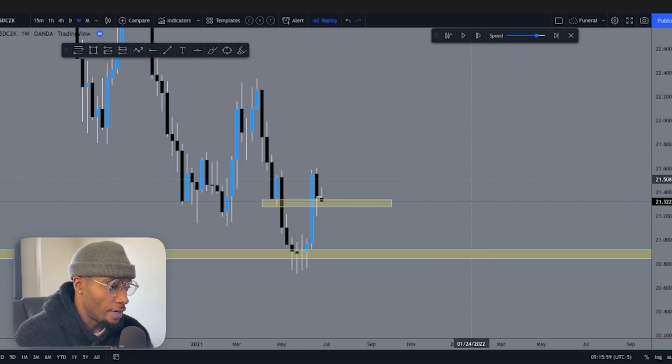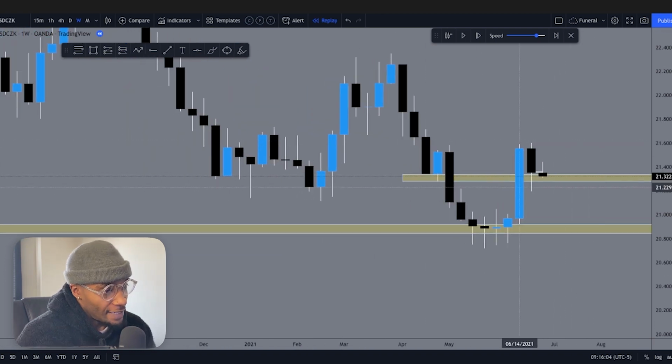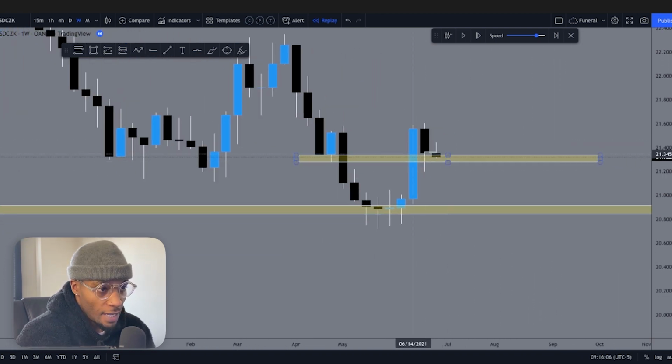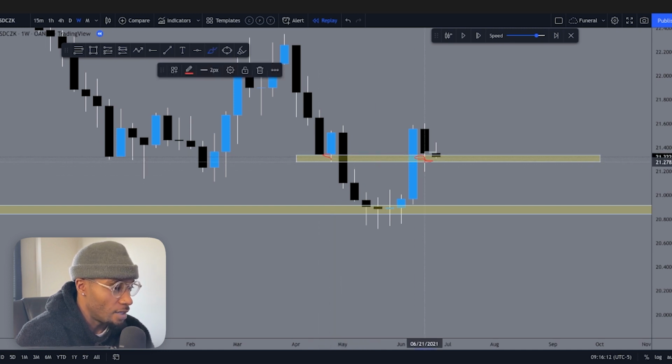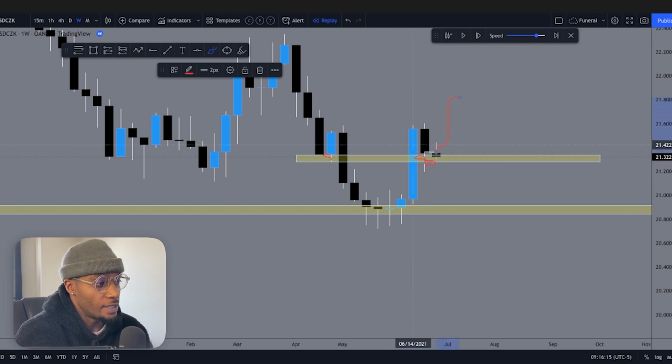Let me zoom in. Right in here. So we can look for this area to act as previous structure support on this side, and for it to act as support once again on this side. So now that we've broken it to the upside, we can look for the market to come back into this area and find a rejection and have some momentum to the upside. And that is on the weekly.